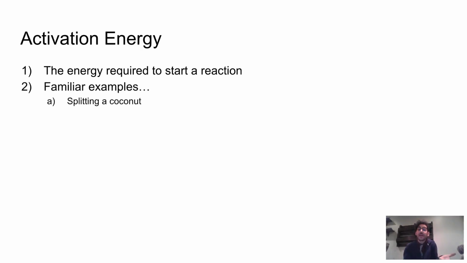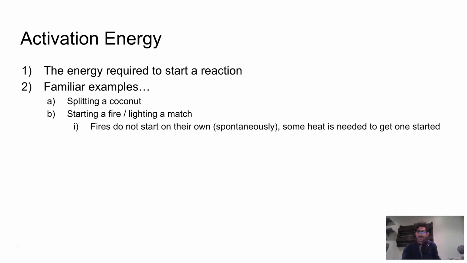Some familiar examples would be splitting a coconut, which we talked about, or if I wanted to, for instance, start a fire or light a match. I have some matches here. If I pull out one of these matches, it doesn't just light on its own. I have to strike it on this box, and that's going to give it a little bit of energy to get that fire going. So the activation energy that I provide by sliding it across the matchbox enables this combustion reaction to get started. Fires don't start on their own. If I wanted to start a fire in a fireplace or outdoors, I'd need to add some heat before that fire starts.